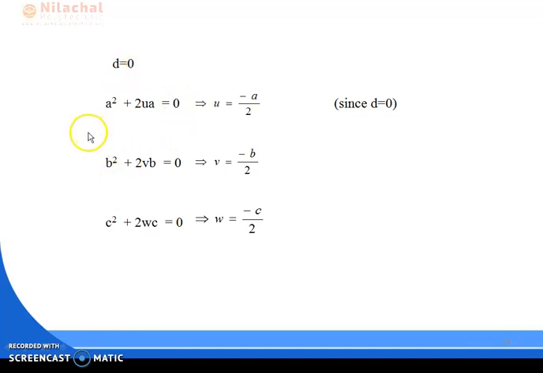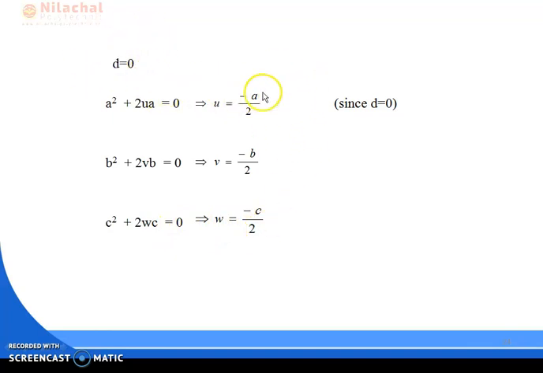Instead of x, for the second point, put a; instead of y put 0, instead of z put 0. Then we get a square plus 2ua equals 0. That means u equals minus a by 2. Then b square plus 2vb equals 0. Similarly, v equals minus b by 2. Then c square plus 2wc equals 0. That means w equals minus c by 2. So here d equals 0 already.